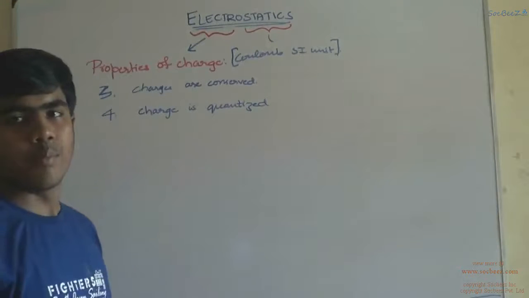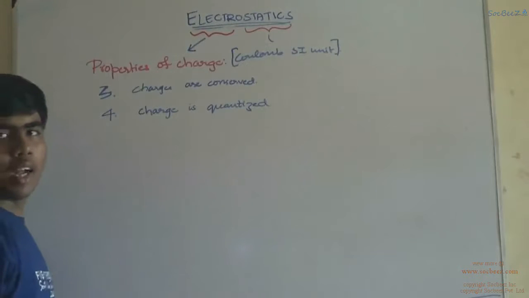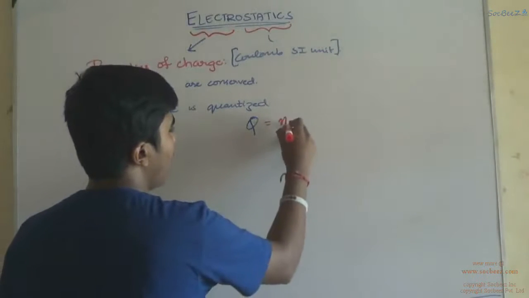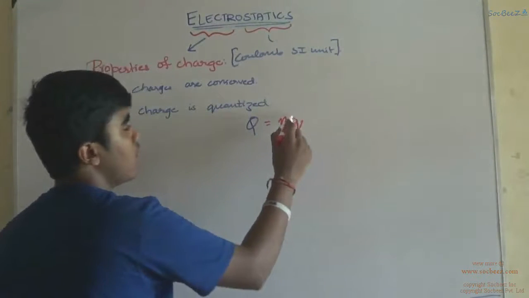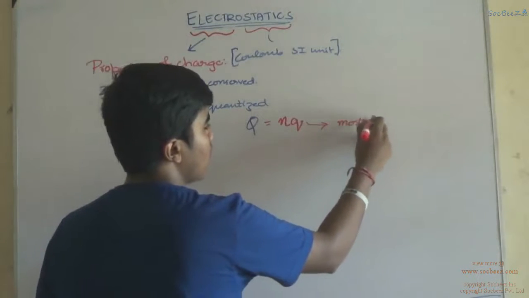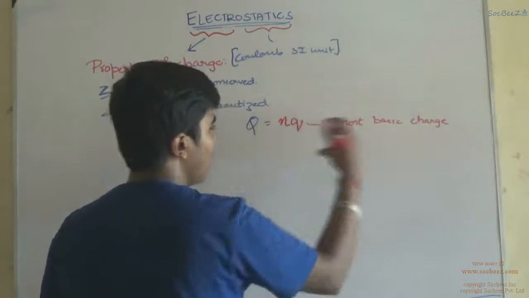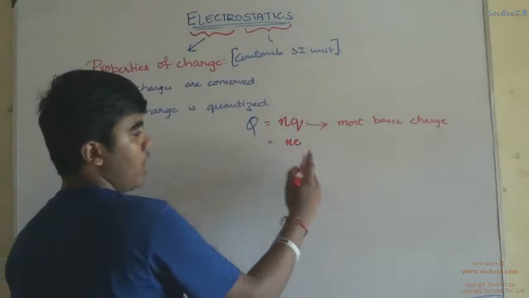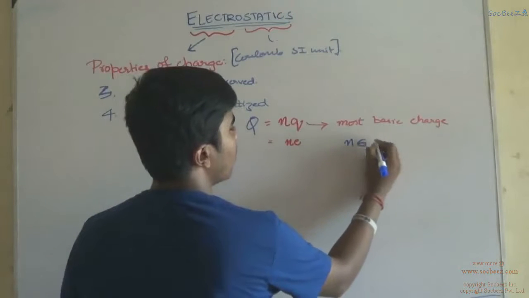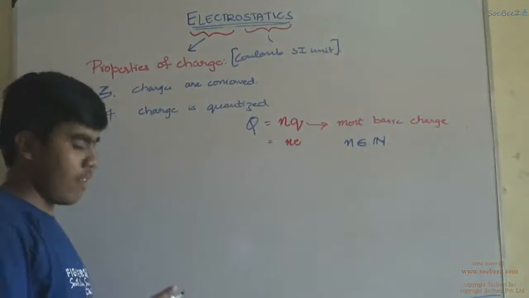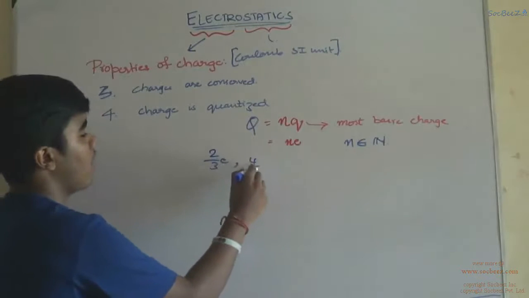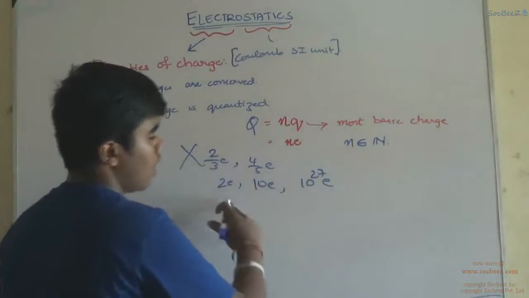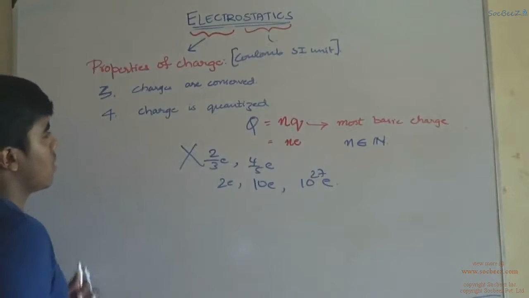Next, charge is quantized. So let it be any body. We say that the net charge on the body, say Q, will be equal to N times some charge, which should be the most basic charge. And it so happens that it turns out to be the charge of an electron. So charge on any body will be equal to N into E, where N belongs to the set of natural numbers. So we cannot have a body having charge 2 by 3 E, 4 by 5 E. These are all not accepted. Well, 2 E, 10 E, 10 power 27 E, these are all the charges accepted. So that is, the charge is quantized.